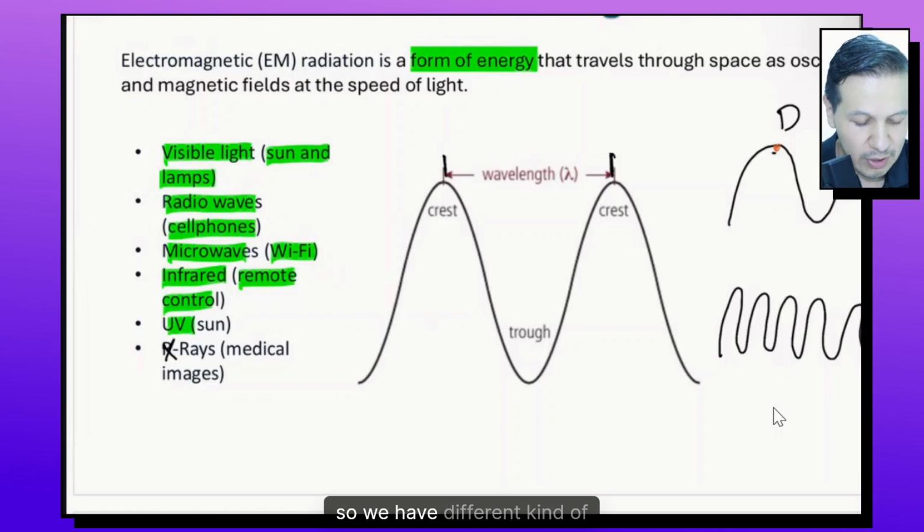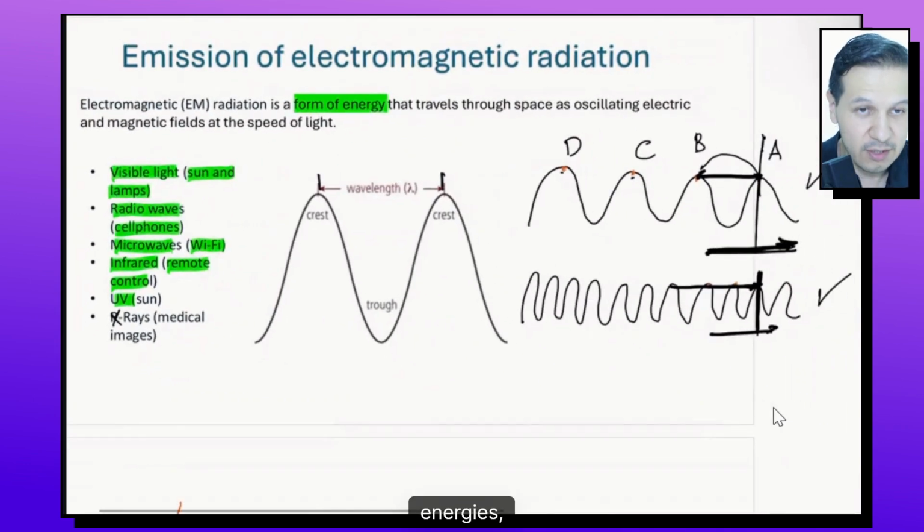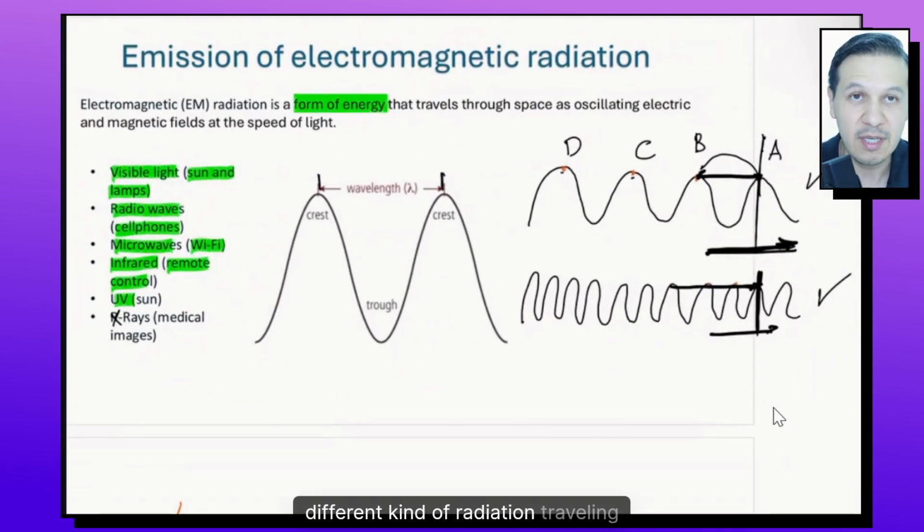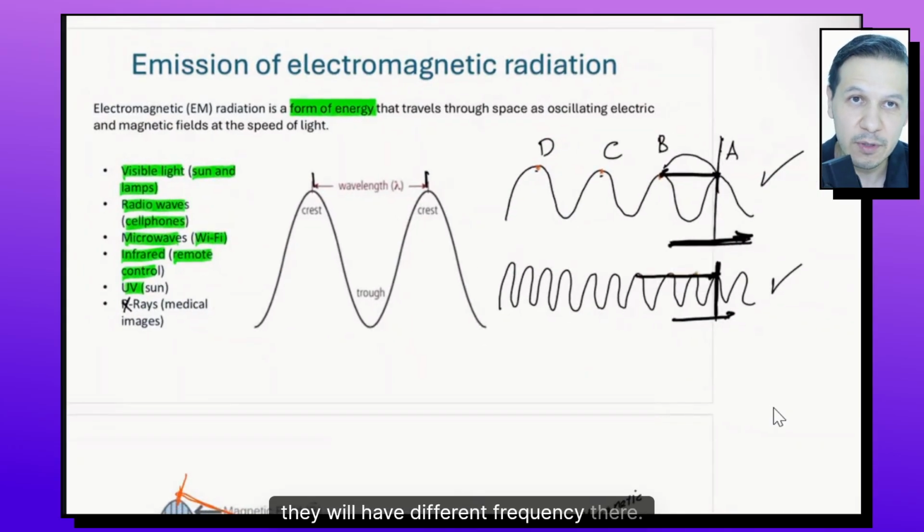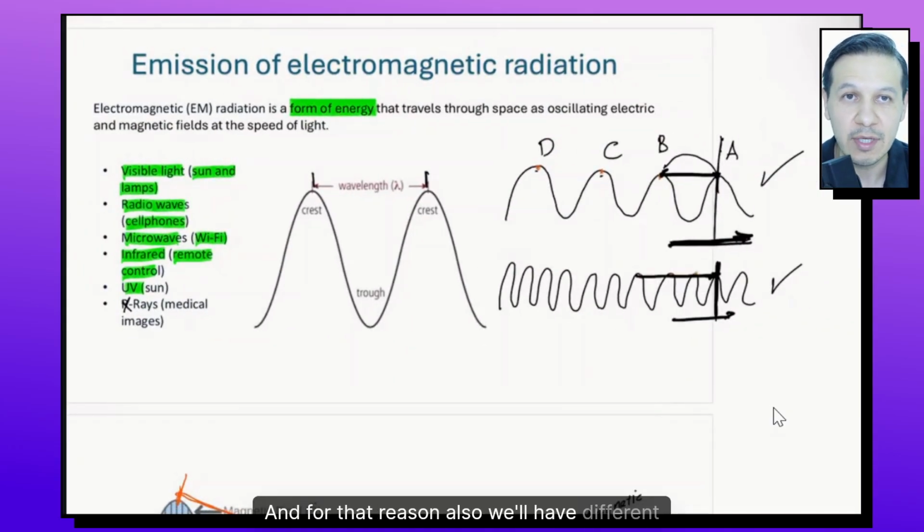So we have different kinds of energies, different kinds of radiation traveling in our daily life. They will have different frequency, they will have different wavelength. For that reason, they will also have different energy.